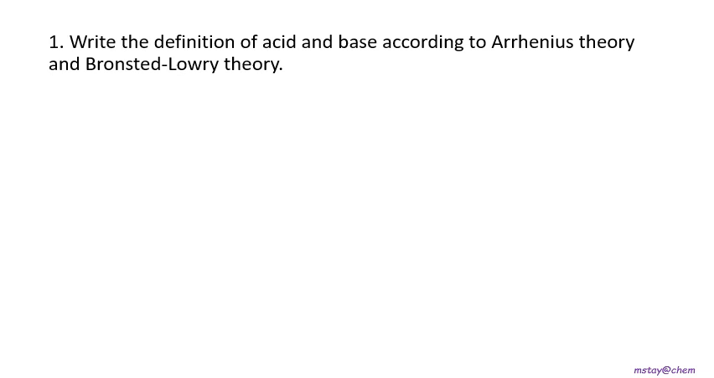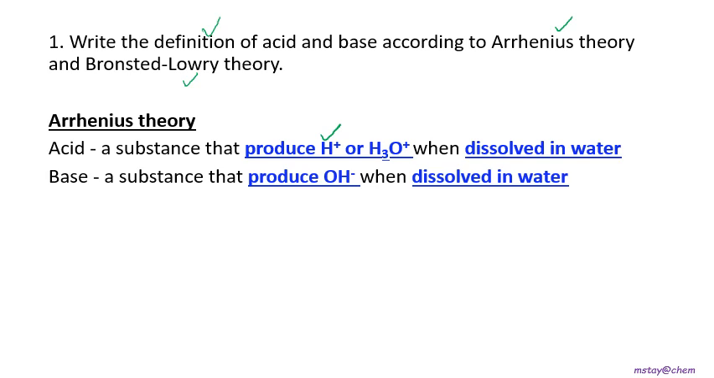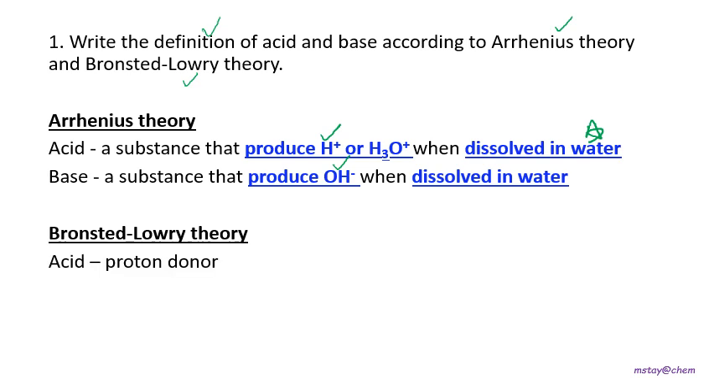Write the definition for acid and base according to the Arrhenius theory and also the Bronsted-Lowry theory. According to the Arrhenius theory, acid is any substance that produces H+, while base is any substance that produces OH negative when dissolved in water. According to the Bronsted-Lowry theory, acid is a proton donor, while base is a proton acceptor.